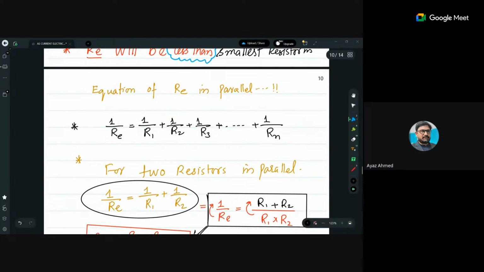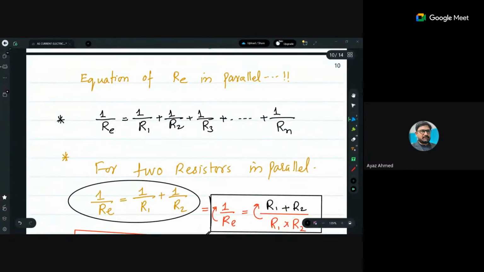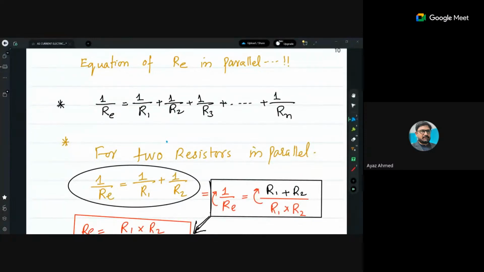The equation used for R equivalent here is 1 upon R equivalent is equal to 1 upon R1 plus 1 upon R2 plus 1 upon R3. This equation is asked for derivation; you have to derive this equation. So 1 upon R equivalent is equal to 1 upon R1 plus 1 upon R2 plus 1 upon R3 plus up to 1 upon Rn. If there are two resistors, then 1 upon R equivalent is equal to 1 upon R1 plus 1 upon R2.